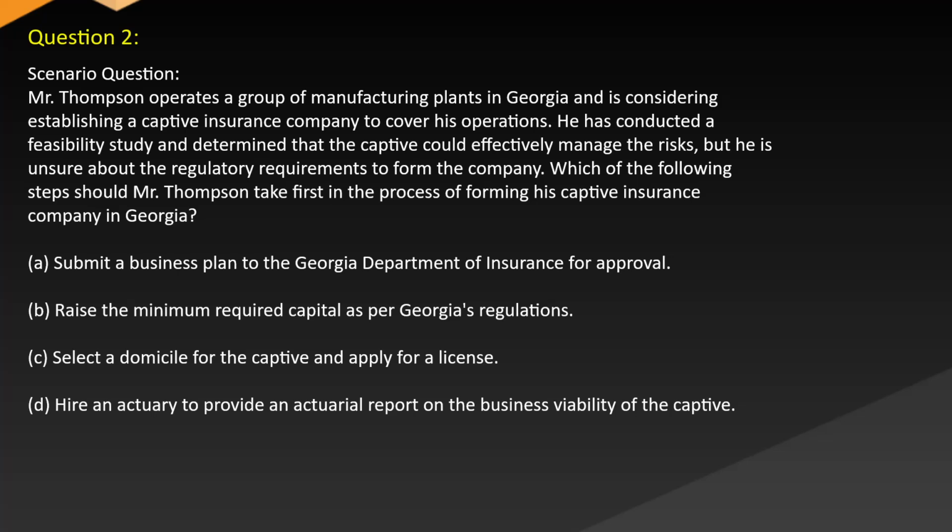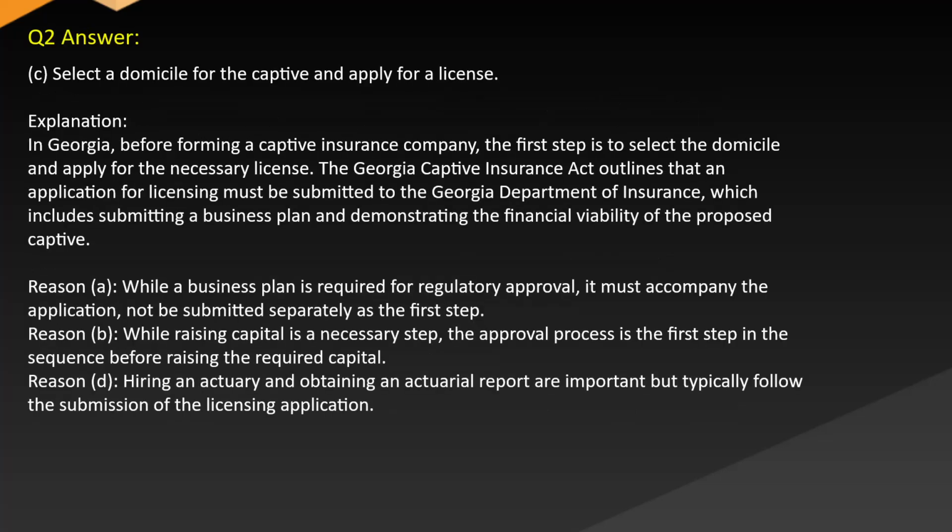A. Submit a business plan to the Georgia Department of Insurance for approval. B. Raise the minimum required capital as per Georgia's regulations. C. Select a domicile for the captive and apply for a license. D. Hire an actuary to provide an actuarial report on the business viability of the captive. Answer: C. Select a domicile for the captive and apply for a license.